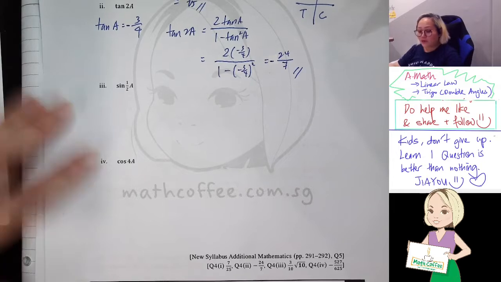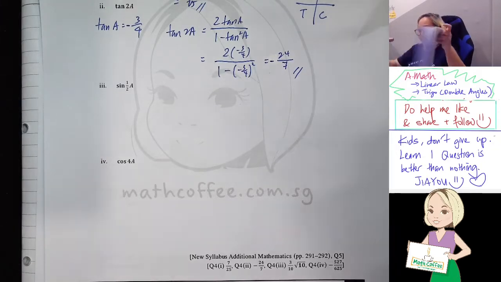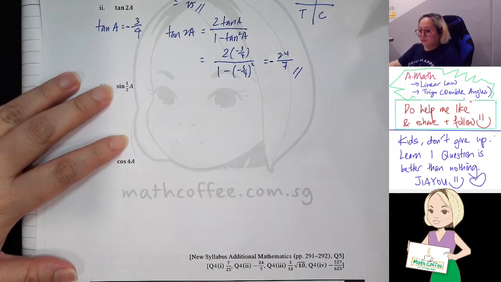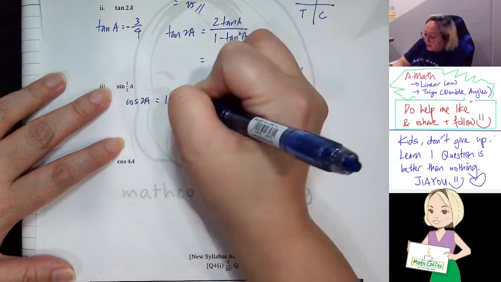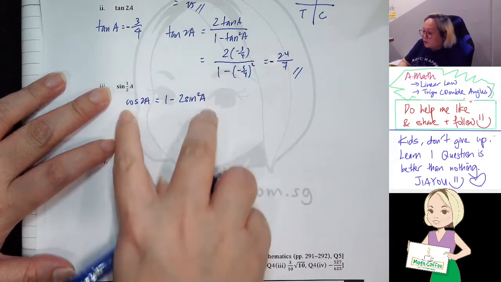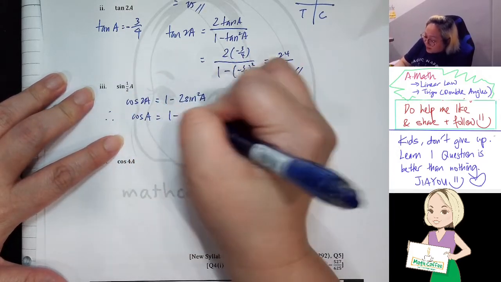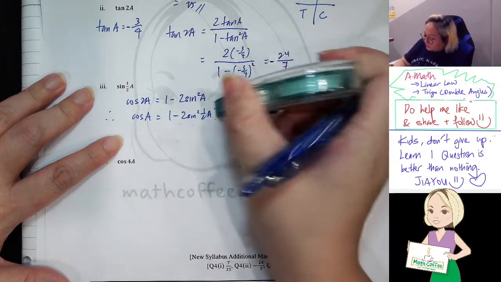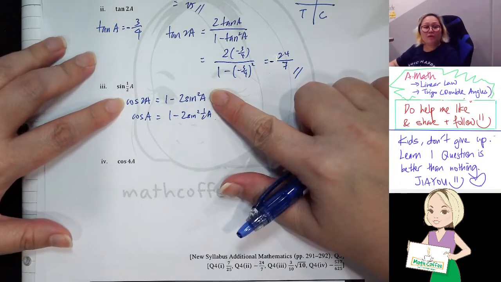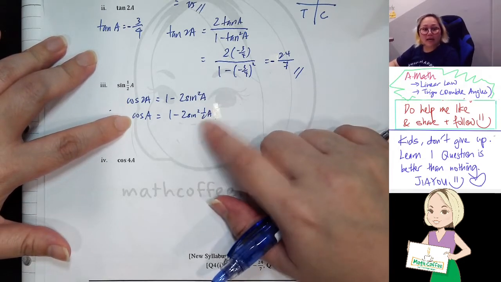Okay, so for sine half A, you're going to use the double angle formula for cosine 2A. Remember, we have cosine 2A equals 1 minus 2 sine square A. So I'm going to apply this to cosine A equals 1 minus 2 sine square half A. I'm using the double angle formula for cosine 2A and plugging it in. So that's how I get my sine half A.